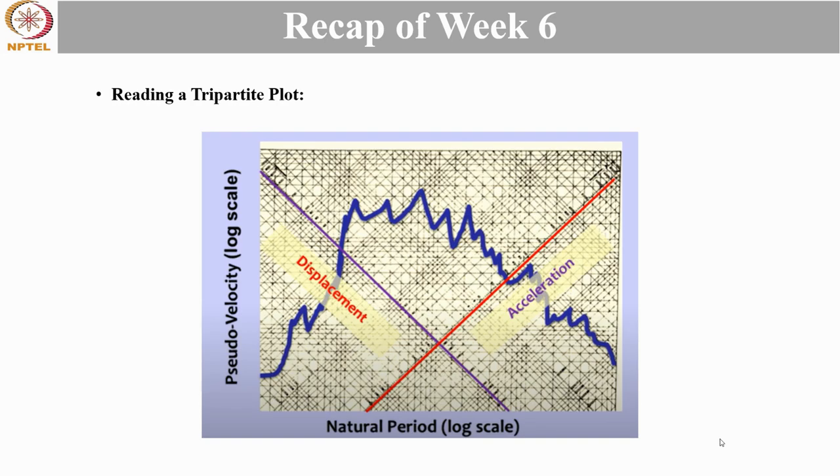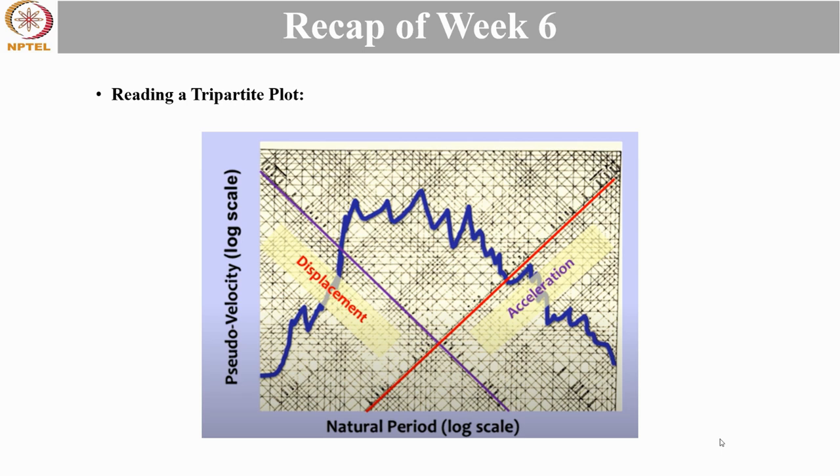We also read about the tripartite plot, which is nothing but a representation of different kinds of response spectra, that is displacement, velocity and acceleration, on a single plot. We saw how it is formed and how to read it.